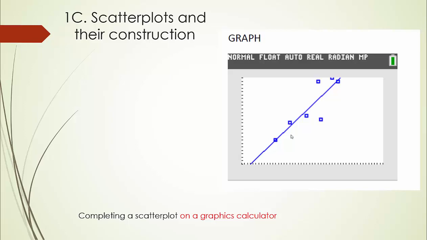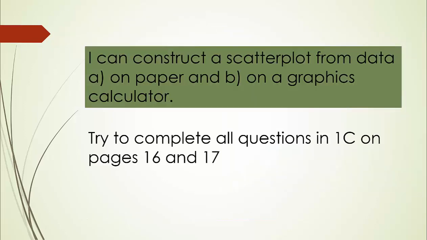Notice on this screen I also have the line of best fit. Well, that's subject to another lesson. I have showed some students how to do that, but I will certainly be making sure that you all know how to do that next week. So, can you construct a scatter plot from data, firstly on paper and secondly on a graphics calculator? We can make sure you can by trying to complete all the questions in 1C that are on pages 16 and 17. Thank you.